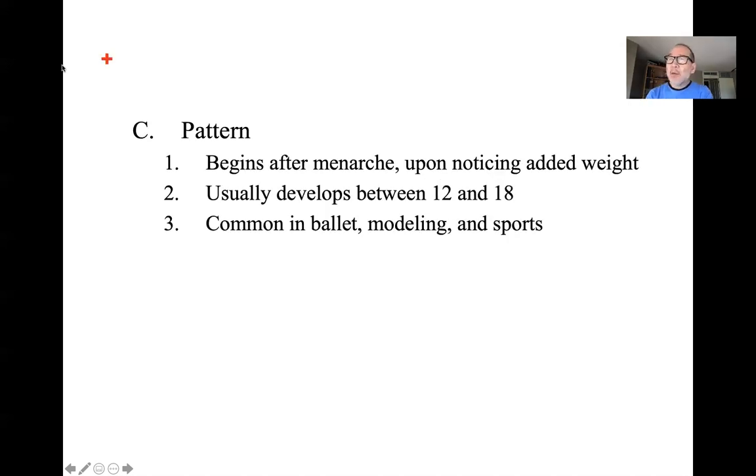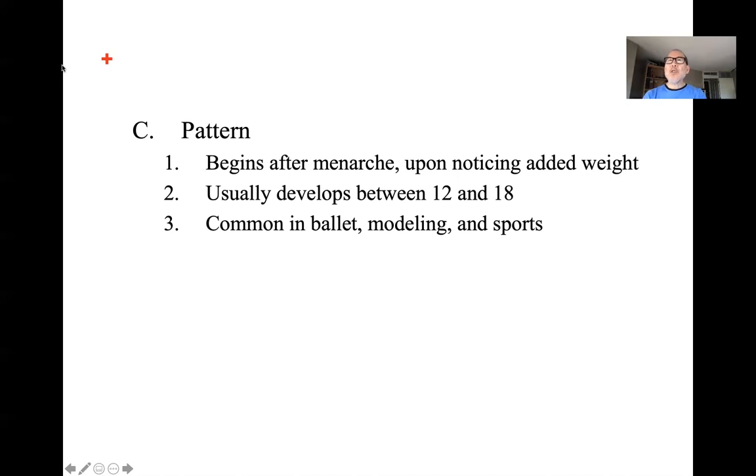So the pattern with anorexia tends to begin after menarche, on or about the time of the first period. As an aside, although typically anorexia nervosa is diagnosed among women, there's an increasing number of men who are also being diagnosed as suffering from anorexia as well. It usually occurs in pre-adolescence when young women and men are starting to naturally put on weight as their bodies change from being that of children into young adults. Usually it develops between ages 12 and 18, but it is possible to have a first onset later, like in young adulthood, in the early 20s, but most typically in adolescence.